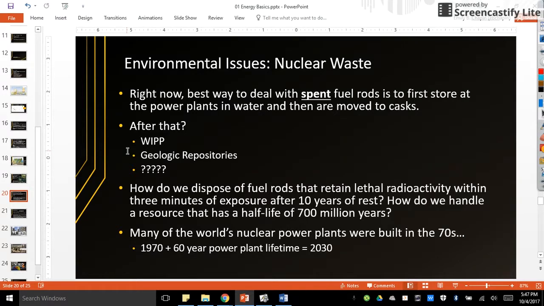But people in Nevada are throwing out this word NIMBY, or not in my backyard, because who would want a bunch of nuclear waste close to them? Most of our power plants were built in the 1970s with a lifespan of 60 years. We are going to have to think about what we're going to do with this stuff very, very soon, because those plants are going to start to be decommissioned.